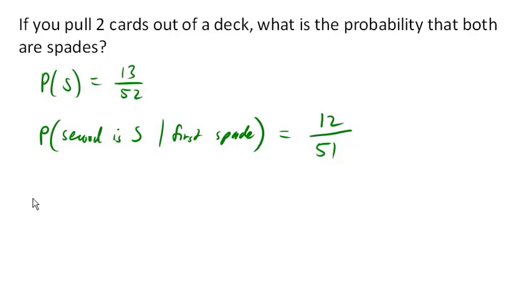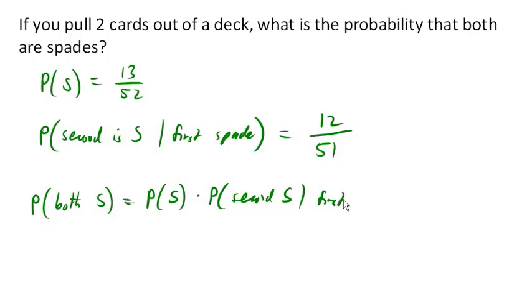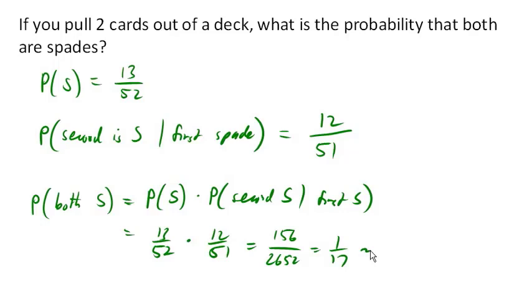So if I want to find the probability that both are spades, I'm going to use the conditional probability version of the multiplication rule, which says that it's the probability of the first event happening times the probability of the second event happening given that the first happened. So in this case, 13 out of 52 for the first spade, 12 out of 51 for the second spade gives us a probability of 156 out of 2652, or 1 out of 17, or about 5.9% probability of getting two spades when we draw two cards.